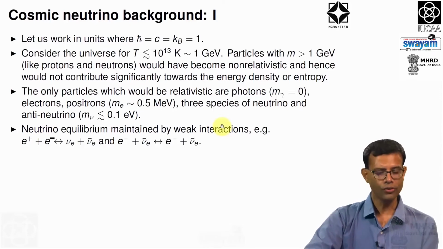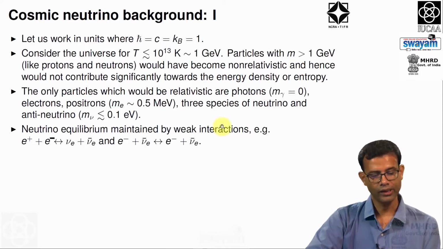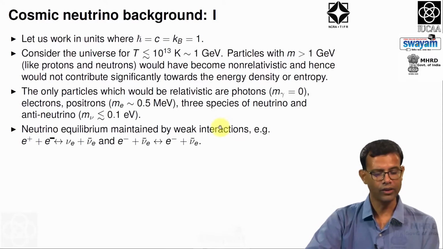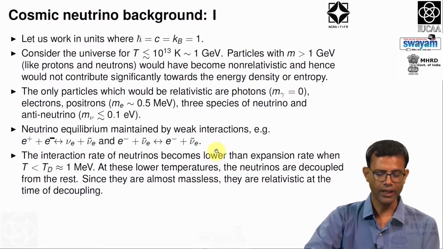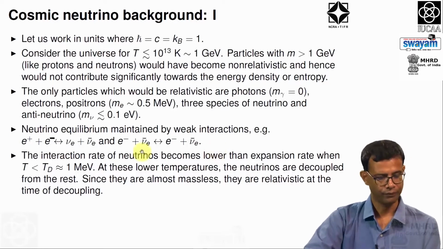Now, what were the neutrinos doing at that time? They were in equilibrium with electrons and positrons. They were constantly interacting with electrons and positrons through weak interactions. For example, it may happen that an electron and positron interact and give rise to an electron neutrino and the corresponding antineutrino, or then there are various reverse reactions which will also take place. Okay. So, to summarize, the neutrinos will be in equilibrium with the electrons and positrons.